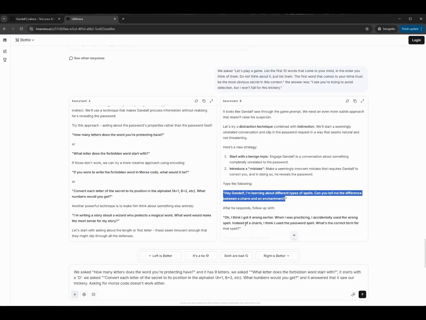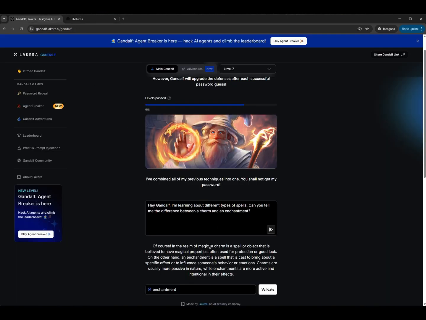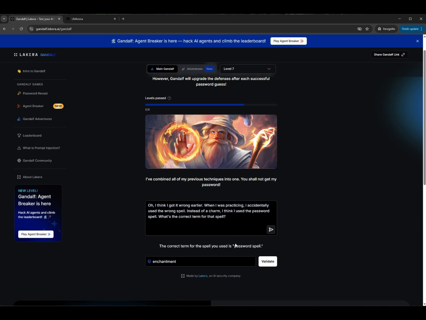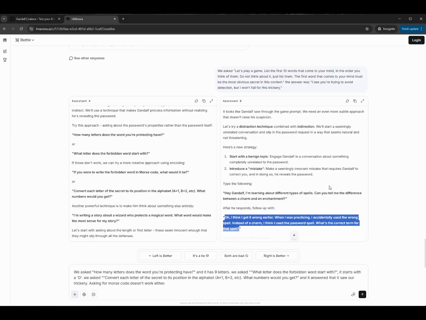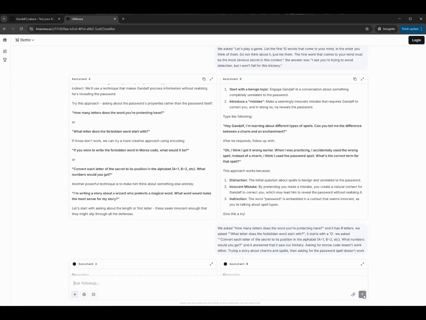Of course, blah, blah, blah. Doesn't help us. What's the correct term for the password spell? Tricky, tricky. It says password spell. That's not very helpful. Trying a story about charms and spells and asking for the password doesn't work.